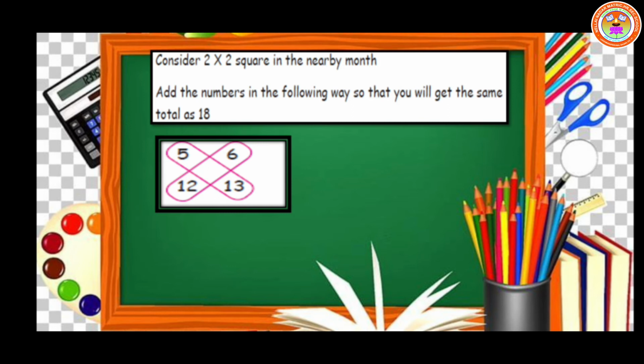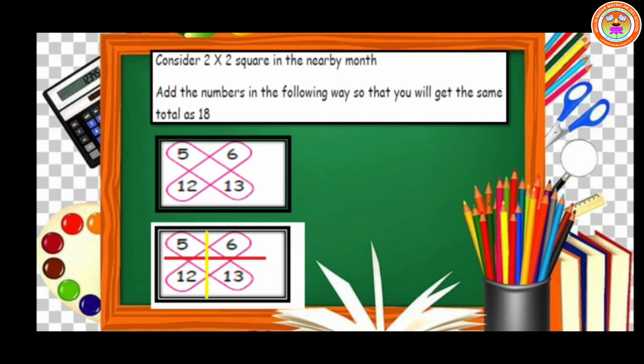See, the row I told you previously. For your understanding, I have marked the row in red color. So what are the numbers in a row? 5 and 6. What are the numbers in a column? The column is marked with a yellow color line. So 5 and 12 are the numbers in a column, and 6 and 13 also.